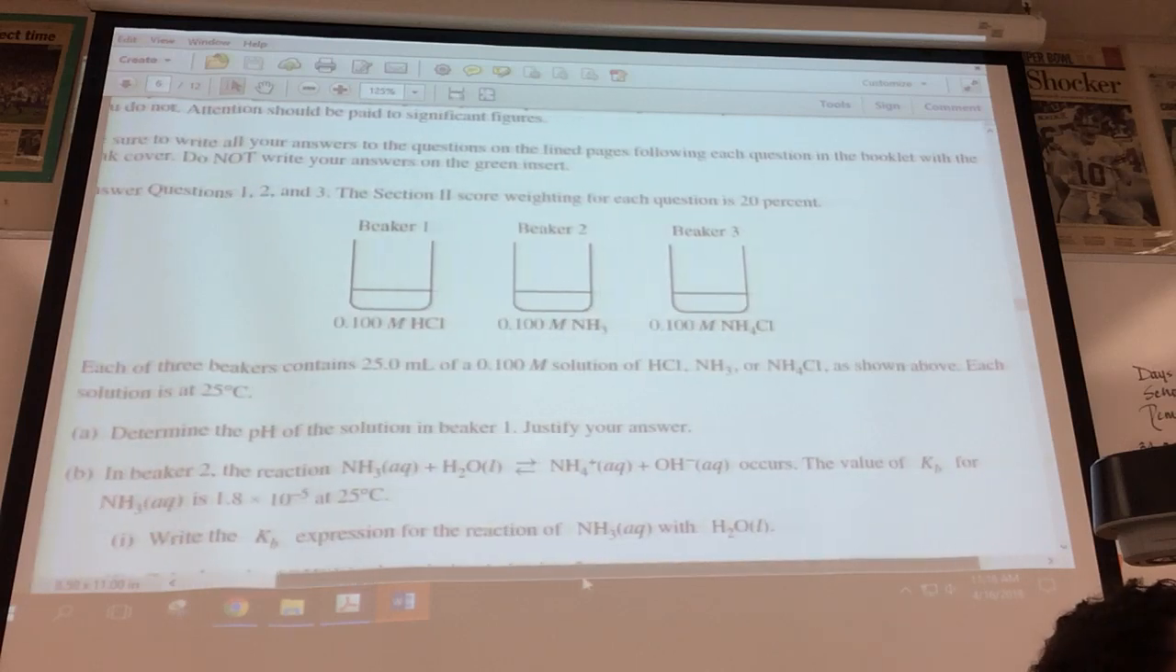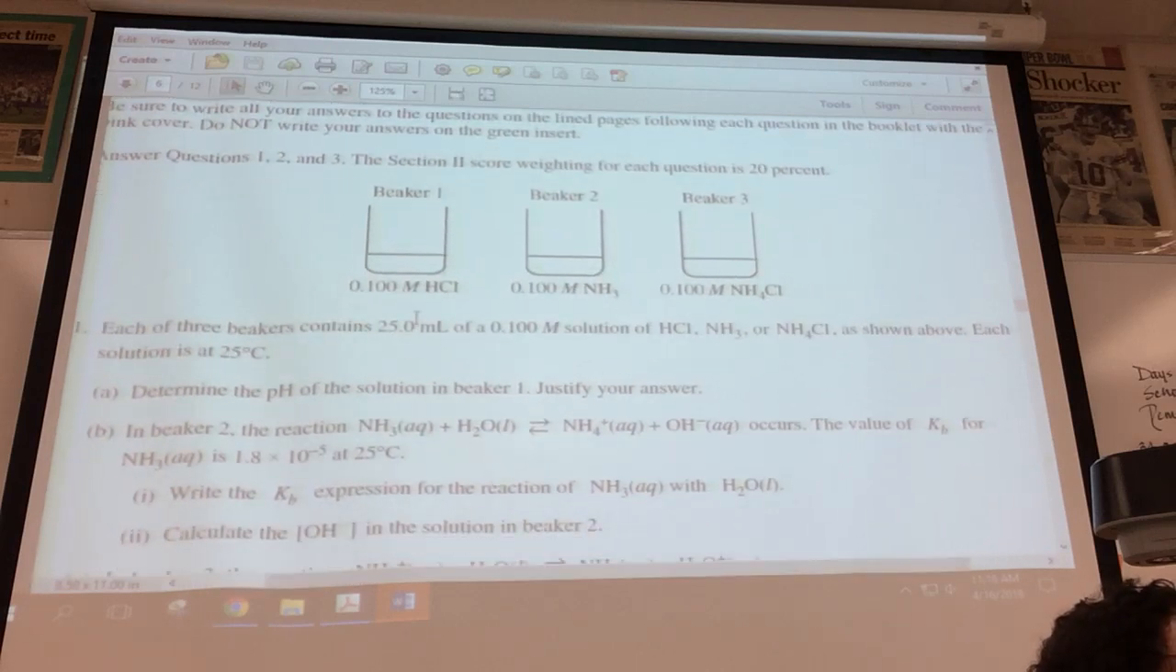It says, each of the 3 beakers contains 25 mils of either 0.1 molar hydrochloric acid, 0.1 molar ammonia, or 0.1 molar ammonium chloride. Determine the pH of the solution in beaker 1. What do we do?